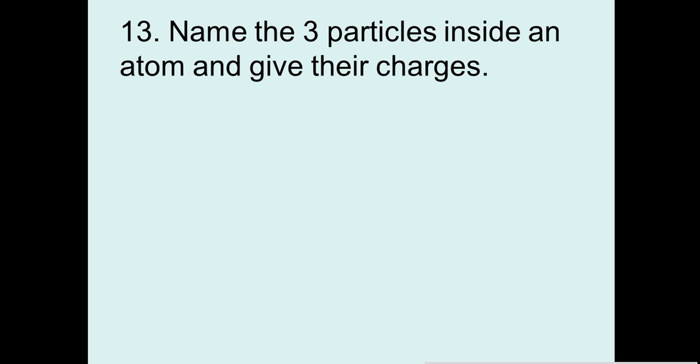This is very simple recall. Name the 3 particles inside an atom and give their charges. Okay, hopefully you can recall that the 3 particles are protons, neutrons and electrons.